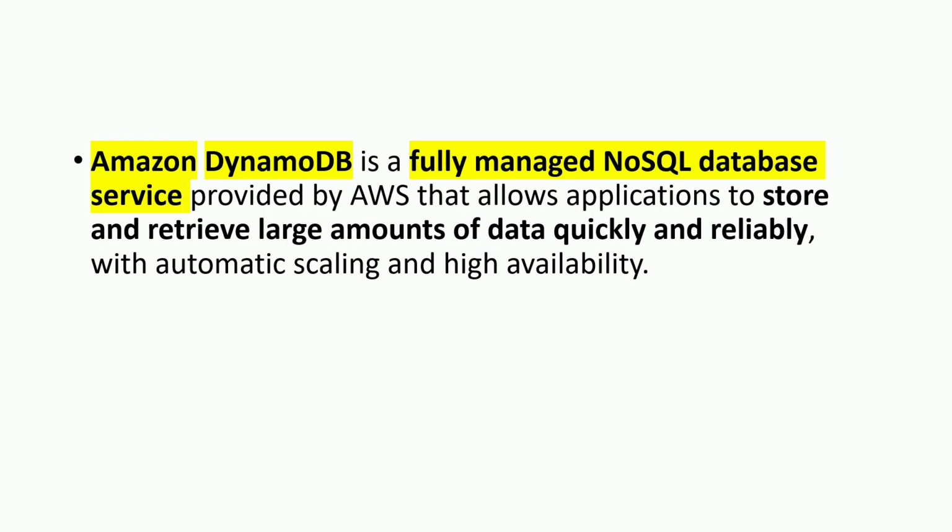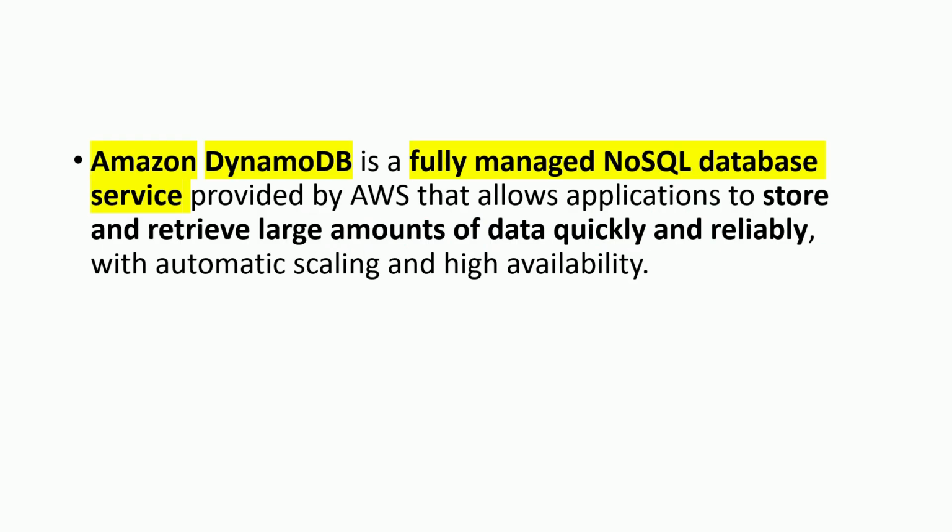Here is the definition: Amazon DynamoDB is a fully managed NoSQL database service provided by AWS that allows applications to store and retrieve large amounts of data quickly and reliably with automatic scaling and high availability. Let's understand DynamoDB in the simplest way.